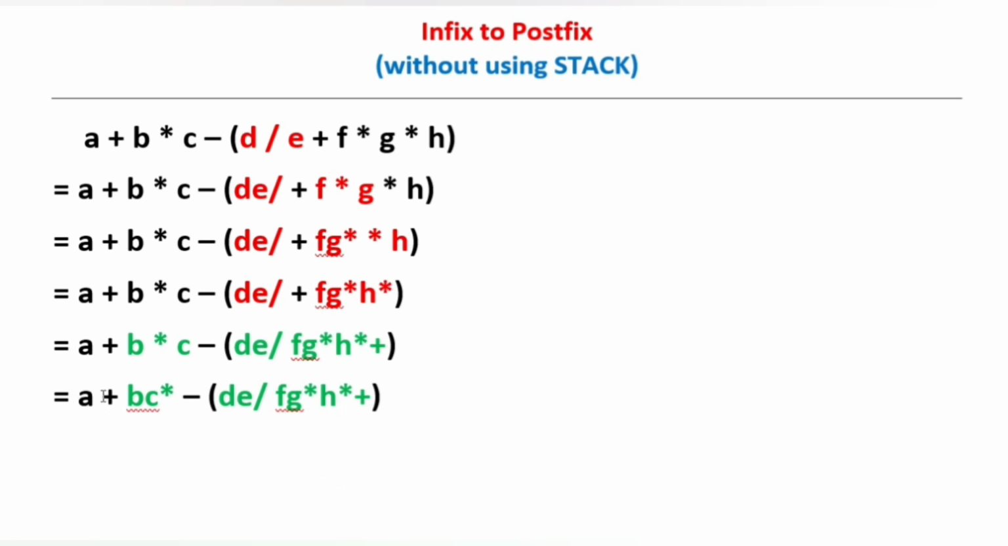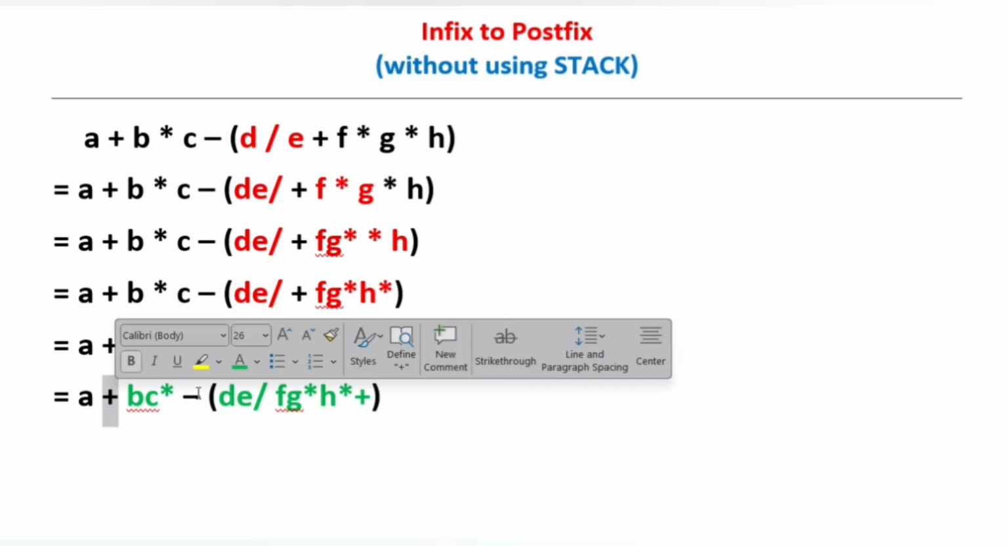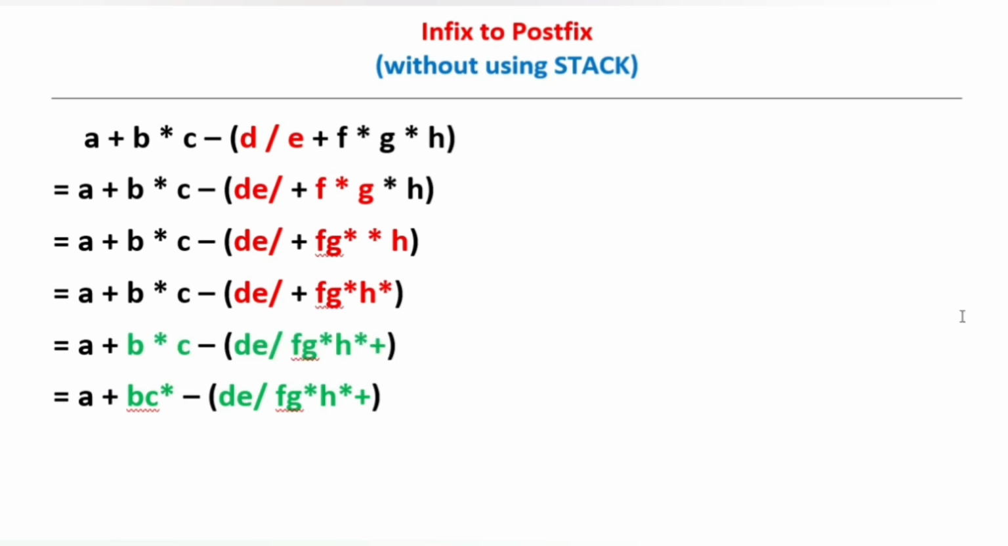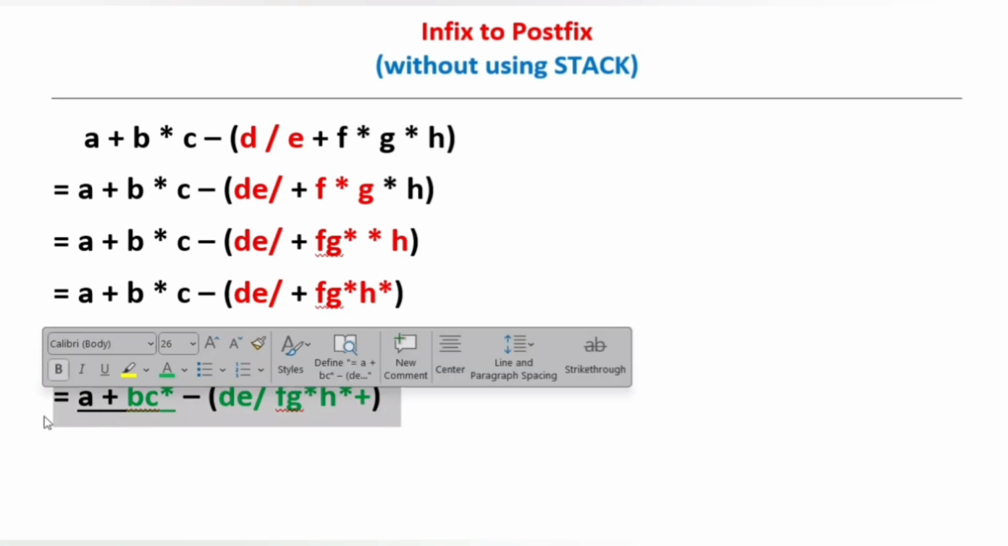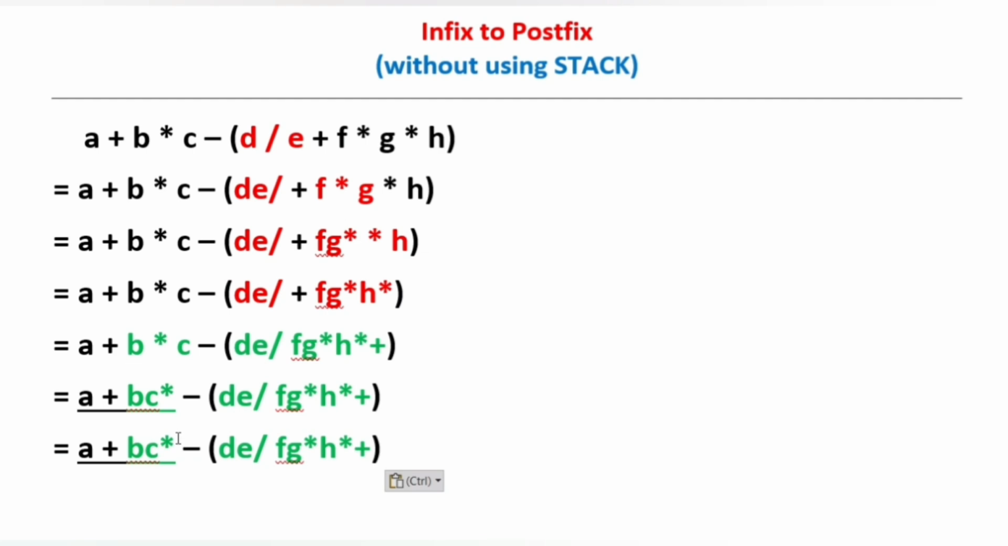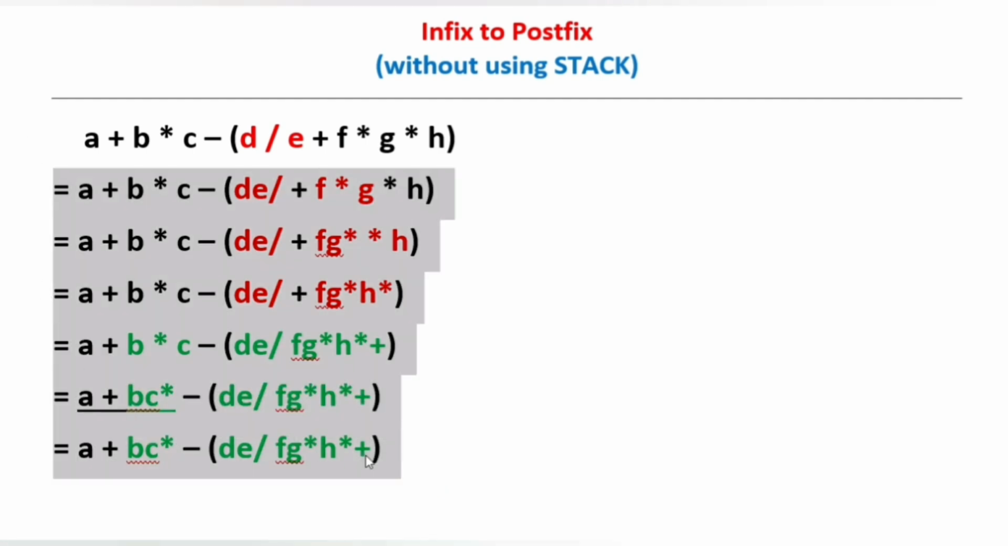Now only two operators are left, plus and minus. Plus and minus have the same priority. So what to do? In this case, we will follow the associativity rule from left to right. So plus will execute first. So this part will execute now, A plus BC multiply. This part, which I have underlined, will be executing first. So from here I am copying it, underlining it, and removing the bold.